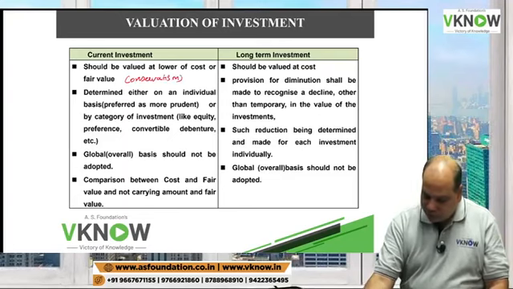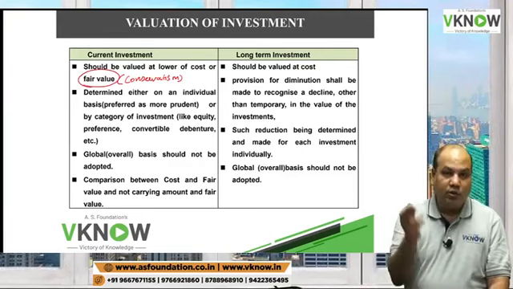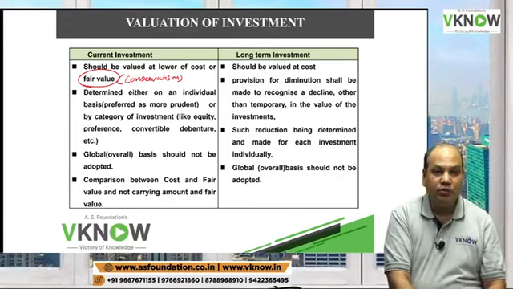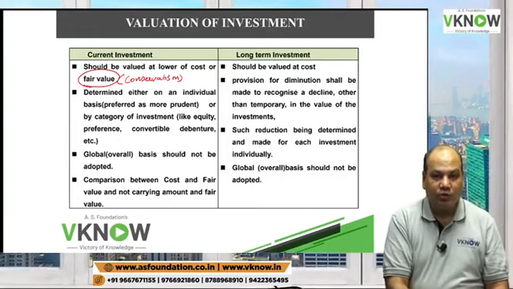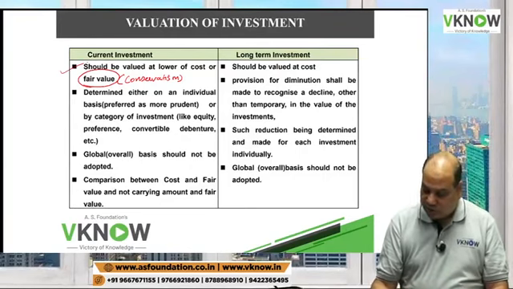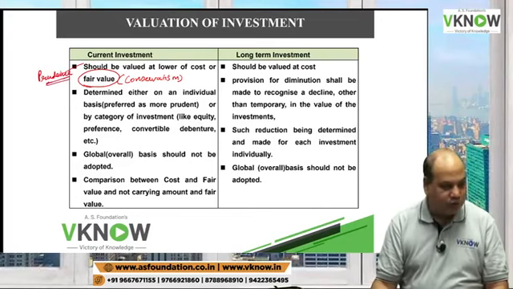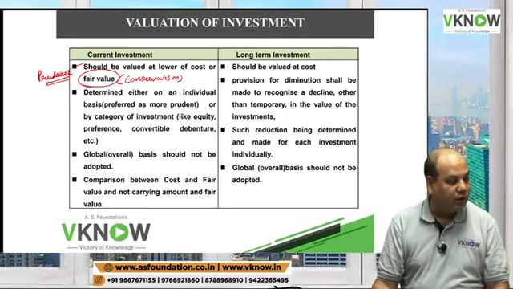Conservatism. If the fair value goes up, ignore. But if the fair value falls down, then record the loss. Loss will be recorded. Gain will not be recorded. So conservatism or prudence. What your teachers must have taught you, concept of prudence. Anticipated gain will not get recognized, but anticipated loss might get recognized.